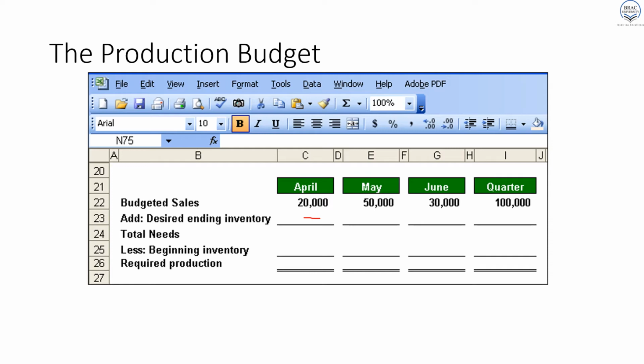Then I will get the total number of units I have to produce. Then of course I'm going to deduct my opening or beginning inventory. In April I have a beginning inventory of 4,000 because that was the closing for March. So I deduct that, and then I get my required production. That's how the schedule goes. Without going further, can you pause for a few minutes and give it a try just for the month of April or May? Let's find out whether you can prepare this yourself.